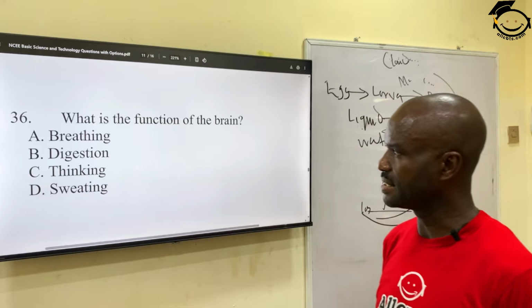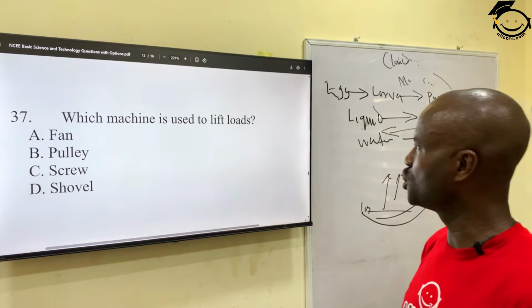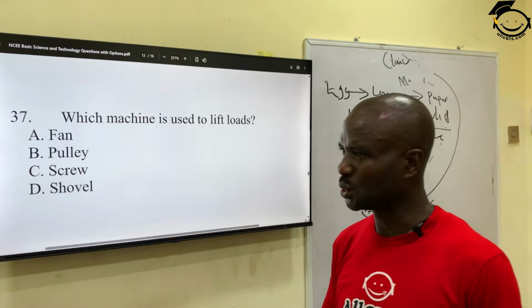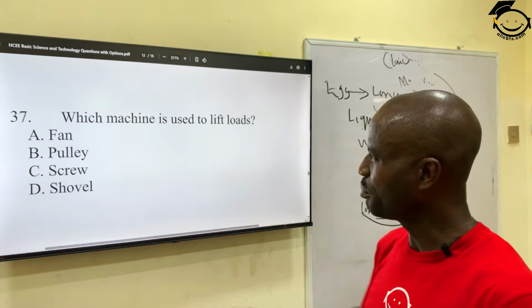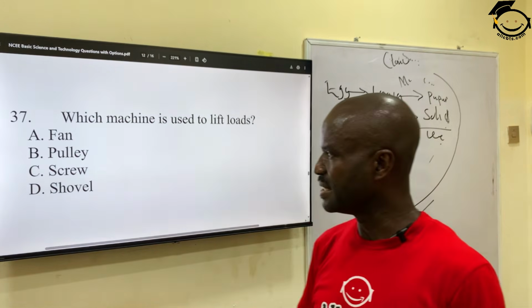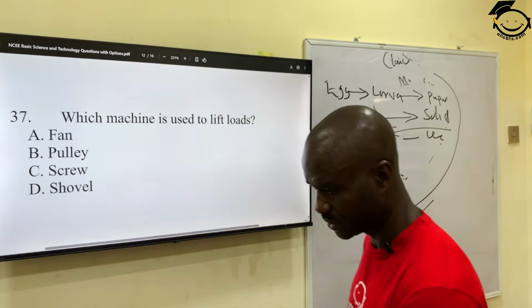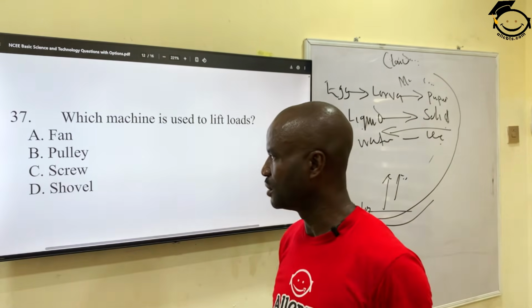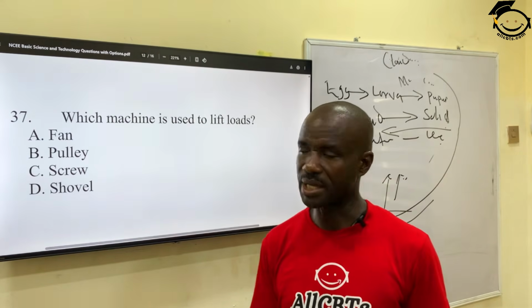Question 37. Which machine is used to lift load? A, fan. Does the fan lift load? B, pulley. C, screw. Then D, shovel. Shovel, of course, lifts load. The correct answer is D, shovel. Question 38.